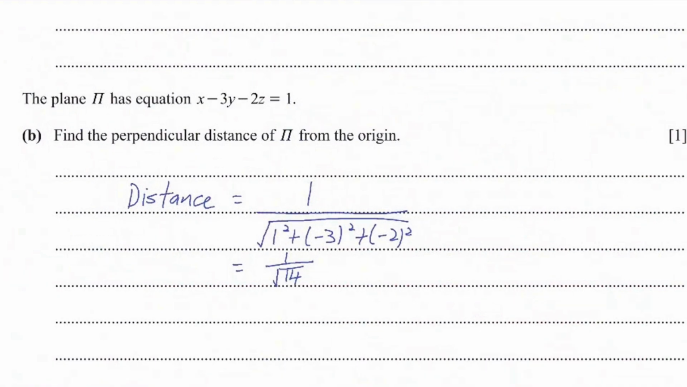So what about part B? The plane pi has this equation. Find the perpendicular distance of pi from the origin. You can see this is just a 1-mark question. It uses a very specific idea: for a plane, the perpendicular distance from the origin is the right-hand side divided by the magnitude of the normal. The normal of the plane is (1, -3, -2). We just use the 1 and divide by the magnitude of the normal. So it gives us a distance straight away. Okay, that's our part B.